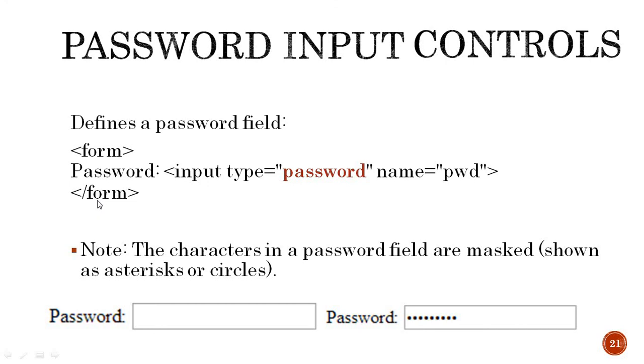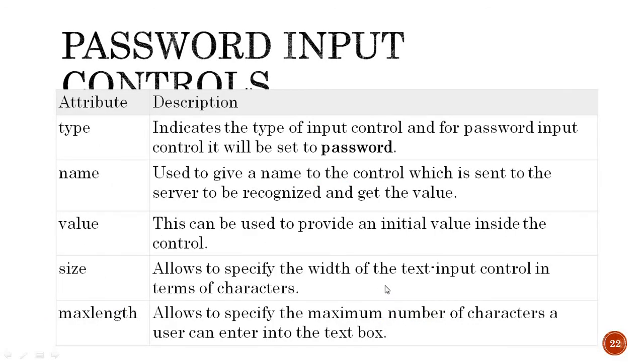Next is the password input control. In this, you just have to change the type. Previously we gave the type as text, but here we are giving the type as password. So when you enter the text, it will show in the form of asterisks or circles. Next, these are some attributes. These attributes are the same as for type text, with no change.